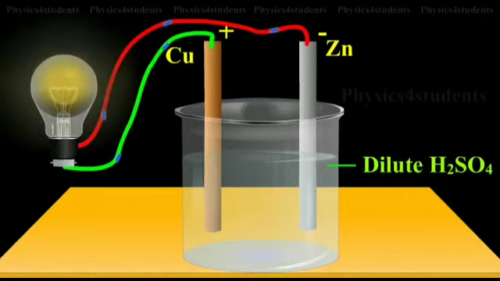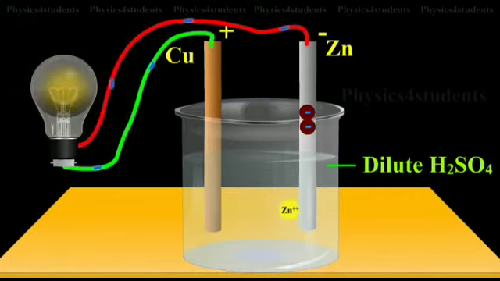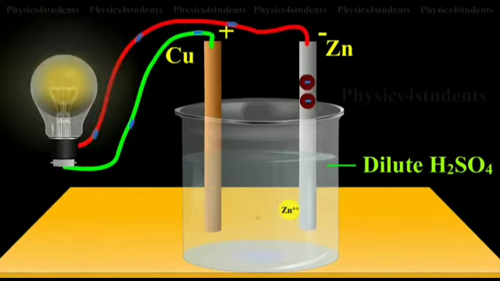If we connect copper and zinc rods in a lemon also, it acts as an electric cell. The citric acid in the lemon acts as an electrolyte. The potential can be measured using a multimeter.